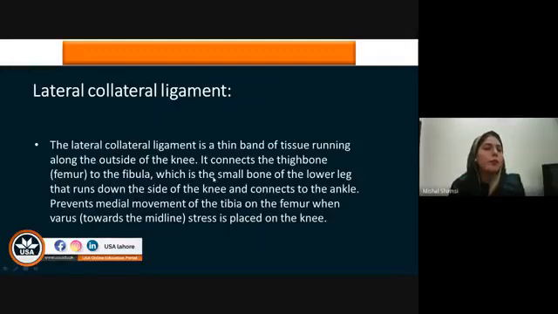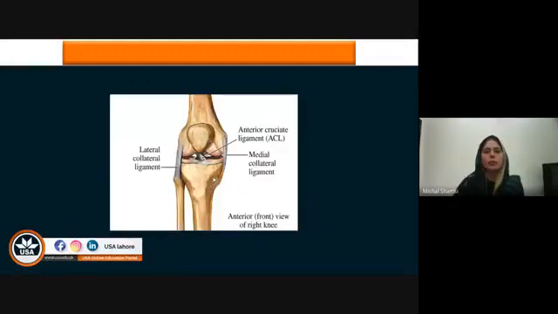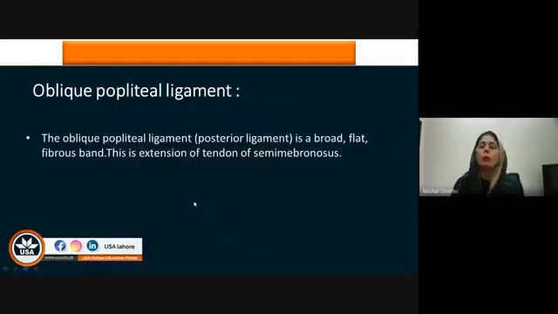Up till now, we studied the ligamentum patella, medial collateral ligament, and the lateral collateral ligament, and these ligaments are very much important for the stability and the protection of your knee joint. Next, we'll move forward toward the oblique popliteal ligament. The oblique popliteal ligament is also known as the posterior ligament.